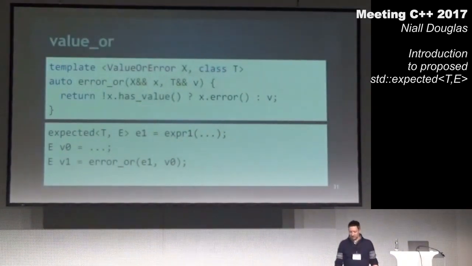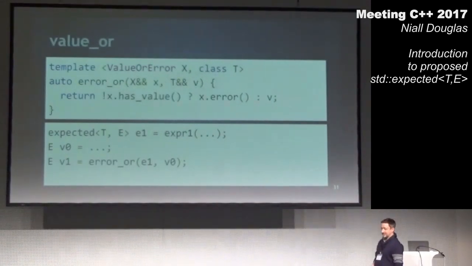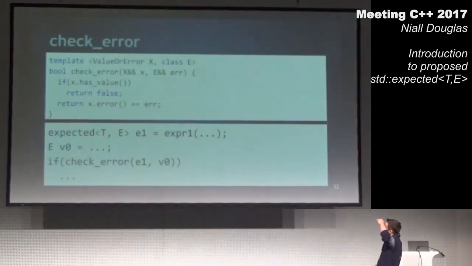So I'm kind of getting a little bored of these now, so I'm just going to skip right through this. This is error or, and it's exactly the same as value or. The difference is that it extracts an error, or it returns the V. It basically does exactly the same as value or, but supplied with an error value. Everyone happy? Yeah, cool. This is check error.